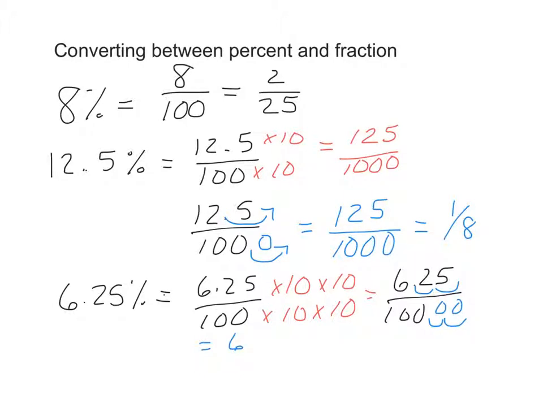So we have 625 over 10,000. If we reduce this, we get 1 out of 16. Notice for each digit after the decimal point, we multiply by 10. One digit, multiply by 10, moves our decimal point one place. Remember, what you do in the numerator, you do in the denominator.